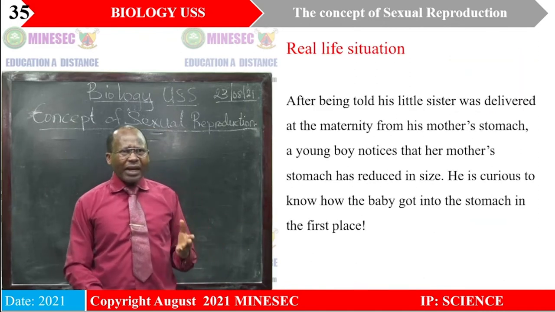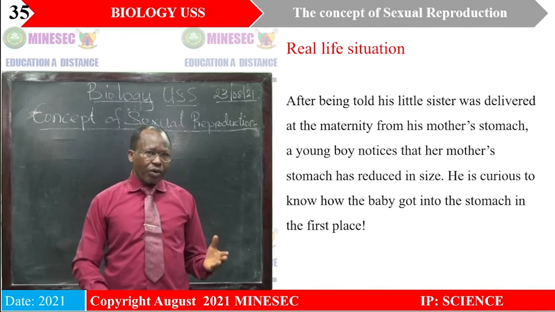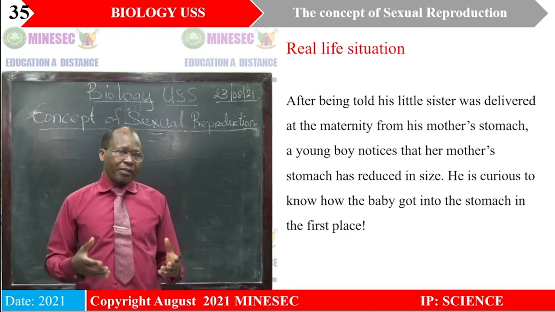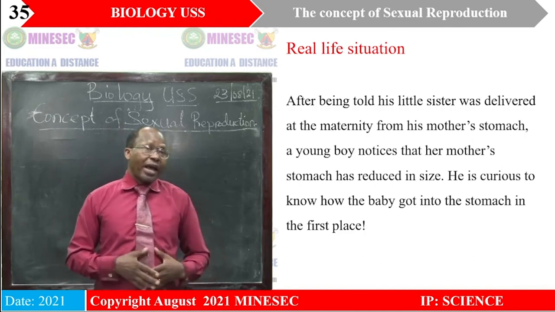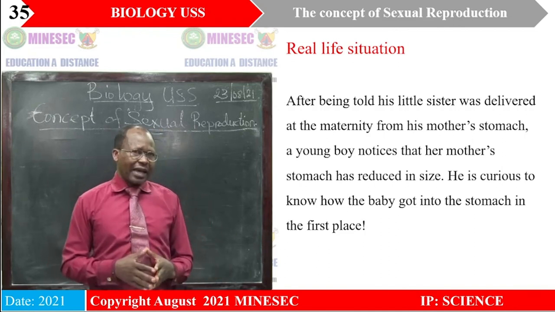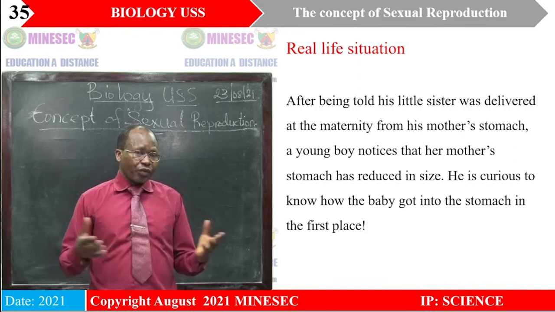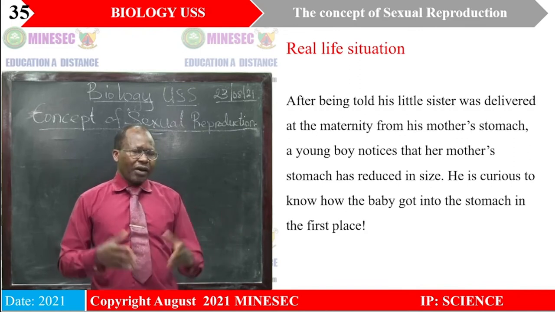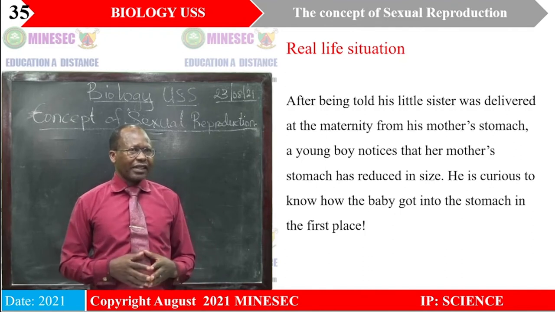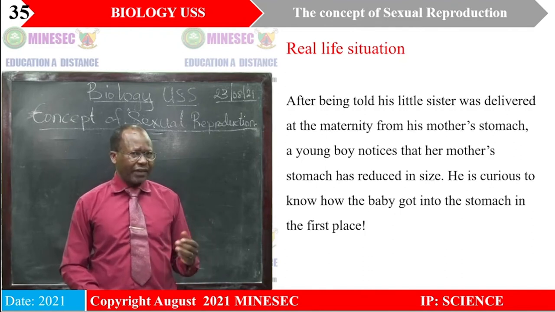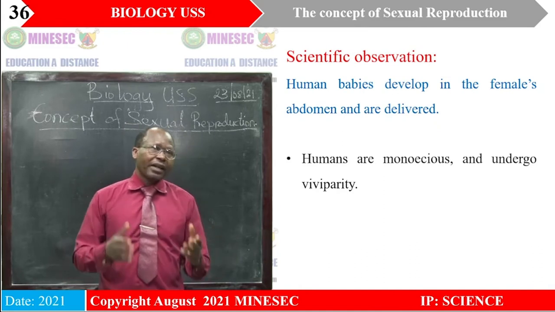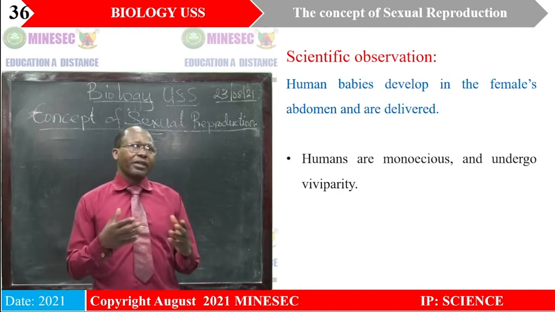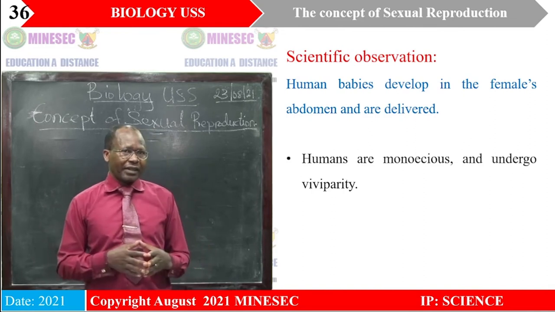Then our real life situation: we were talking about a young boy who discovered that the mother brought the baby and was wondering why the mother's abdomen reduced in size. His question was, how did the baby get into the mother's stomach? With the knowledge that we have had from this lesson, how could you respond to this infant? You will discover that our scientific observation was that human babies develop in the female stomach and are delivered.